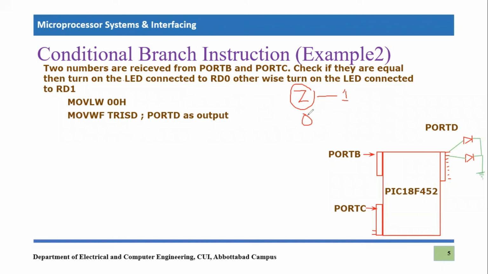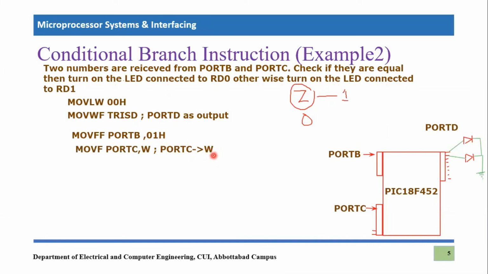First of all, let's transfer the information of port B into a file. Let's say we move file to file, from port B to 01 hex. So one number is now present in 01 hex. Next, move file to working: whatever data is coming from port C, we transfer it to the working register. So now one value is stored in the working register, and the other value is in 01 hex.